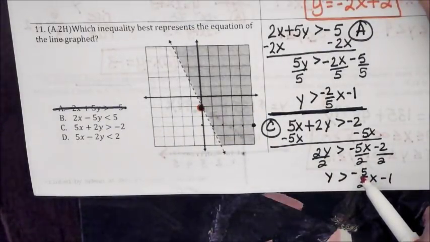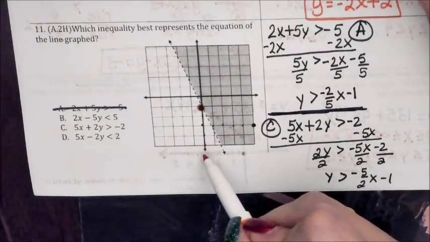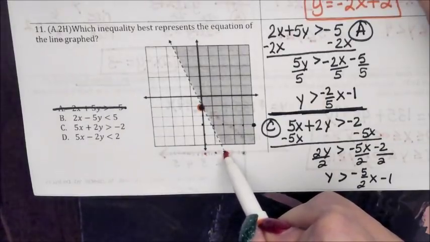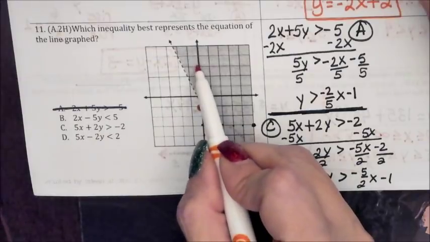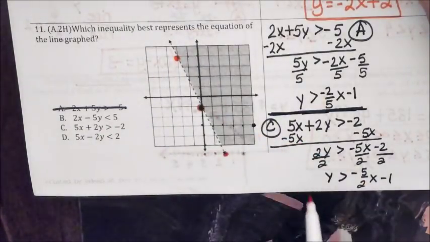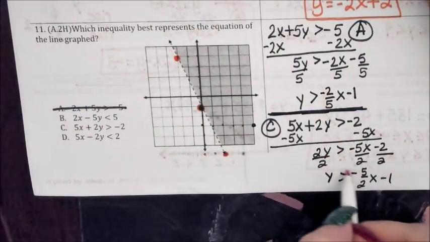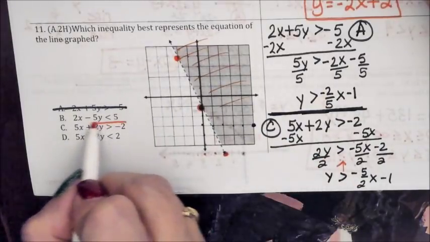This time we're going to go down 5 and over 2. 1, 2, 3, 4, 5. 1, 2. Oh, yeah. Look, I'm right on that line. Let's go up and back. 1, 2, 3, 4, 5. 1, 2. There it is. I'm right on there. Shading, I would take it, turn it clockwise, so it would shade up. So that would be this way. Yep, there it is.